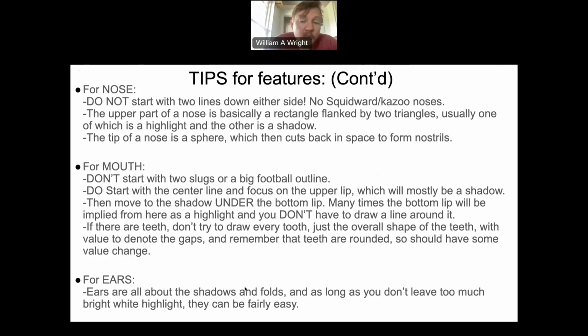If there are teeth, do not try to draw every tooth. Just draw the overall shape of the teeth and then focus on the shadows that create gaps, to denote the gaps using shadows. Also remember, teeth are rounded. This goes even for people with the brightest white teeth. There will be variations in value because of the shine and the roundness. There will be parts of it that go away from the light into shadow, so you're going to have to add a little bit of shading in there. Don't think you're being unflattering to the person. It's just how teeth work. There should be some value change.